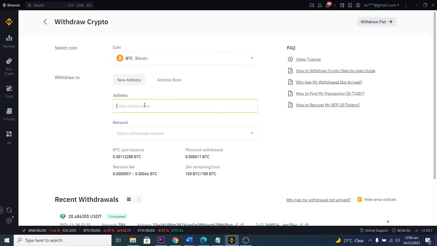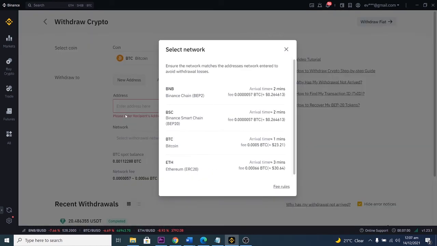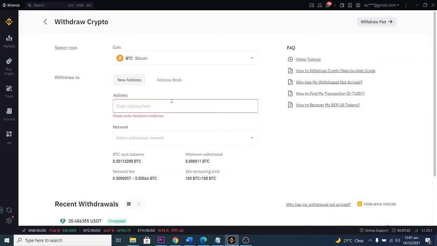Then you have to paste the address that the person sent to you. You have to paste it here, and the person has selected the network. Whenever you paste the address, the network will also automatically show which type of network the person chose when they created the address. Like, we created the address here.